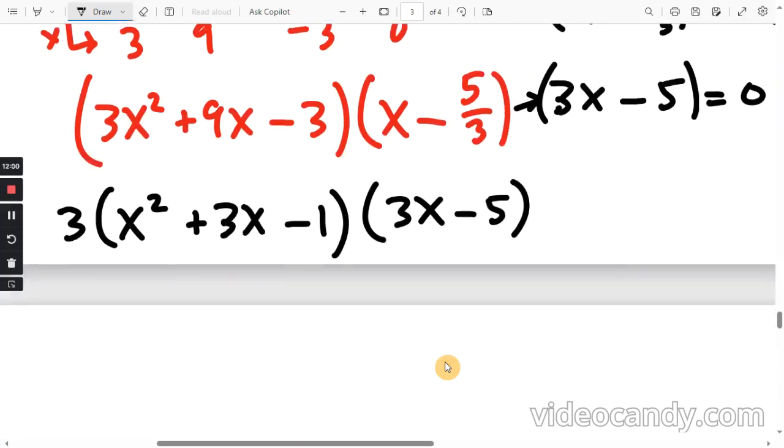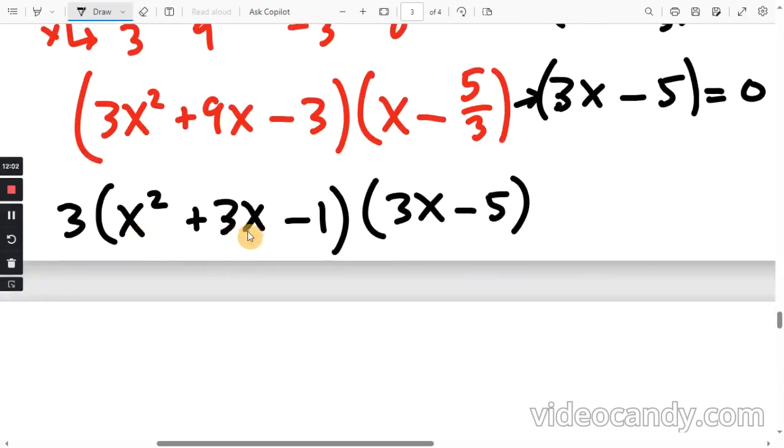All right, and now we're in business. This right here, can we factor this the normal way? Do we have 2 numbers that multiply to -1 and add to 3? Well, let's see. If you write out the factors of -1, you only have 1 and -1. Those add to 0, not 3. So we need to use quadratic formula on this part right here.